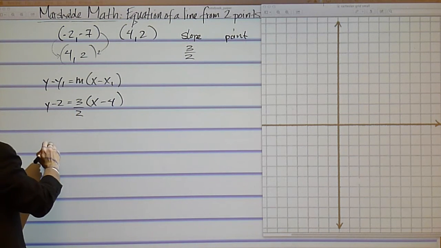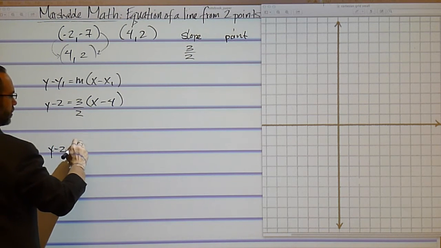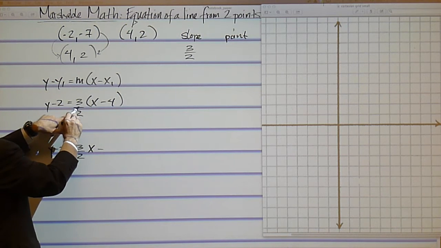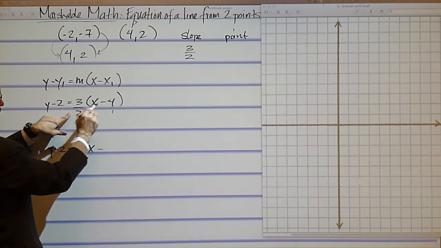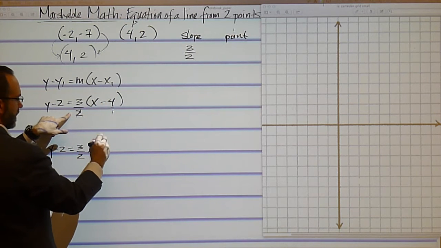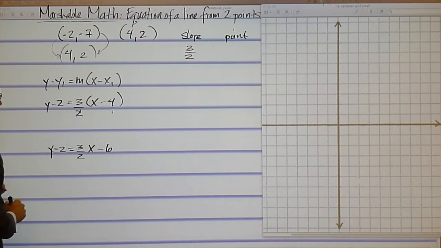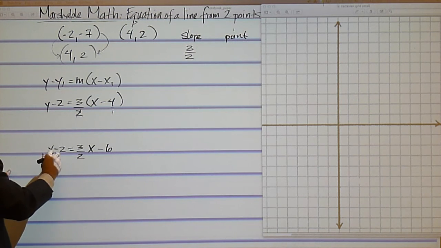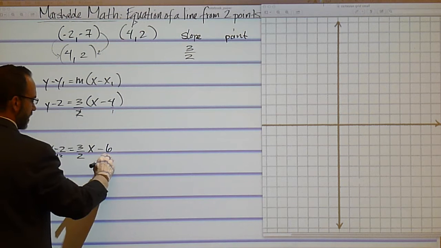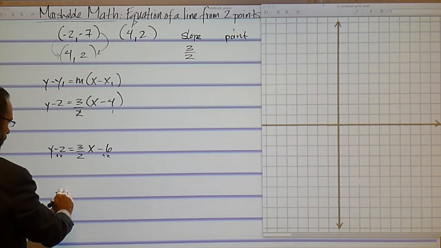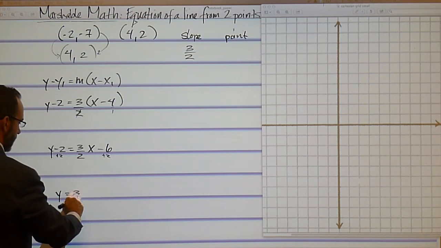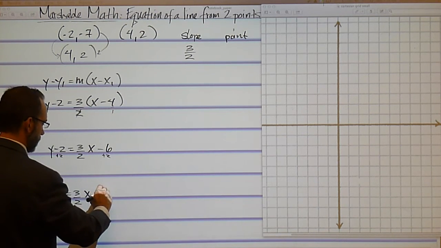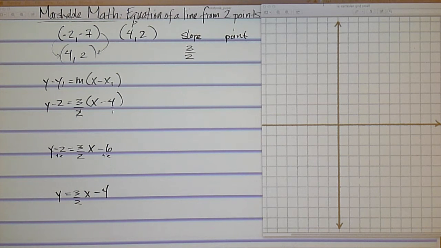Distribute that in, so I'm going to get y minus 2 is equal to 3/2 x minus 3/2 times 4 over 1. The 2 and the 4 here are going to cancel, leaving me a 2. That's going to give me a 6 here, if I did that correctly. Yeah, 3 times 2 is 6. Got it. Okay, so now add 2 to both sides. I'm going to get y equals 3/2 x, what is that, minus 4? Do I have that right?